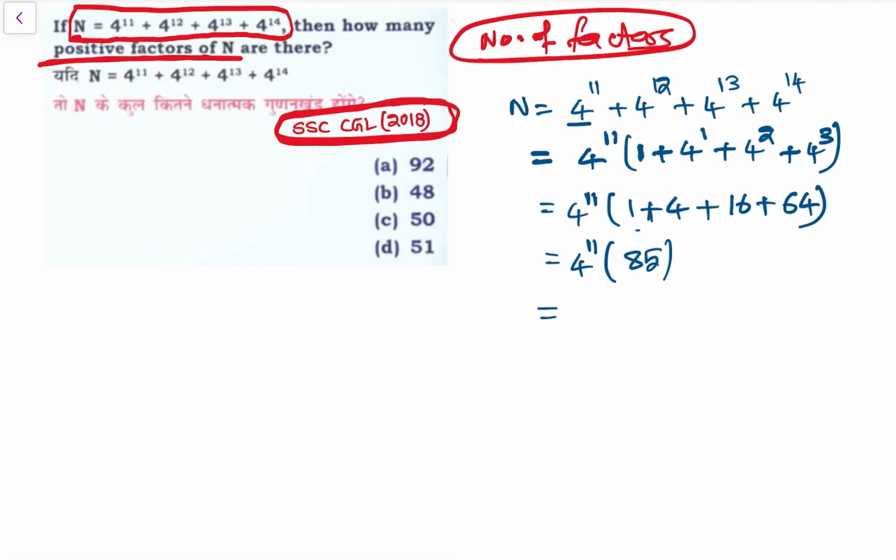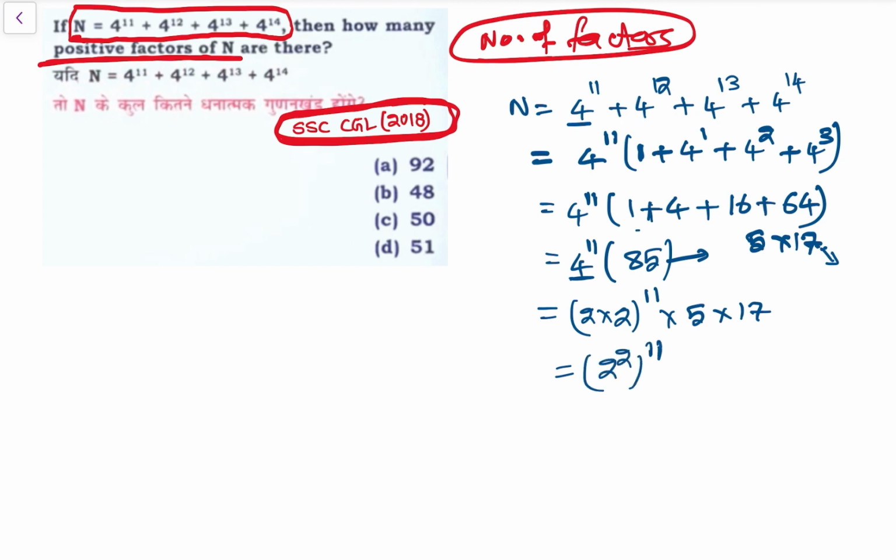Now 4 can be written as 2 into 2, so 2 to the power 2 to the power 11 into 85. 85 can be written as 5 into 17, and 17 is a prime number. So this is 2 to the power 2 in 11 into 5 to the power 1 into 17 to the power 1. So 2 to the power 2 into 11, that is 2 to the power 22 into 5 to the power 1 into 17 to the power 1.